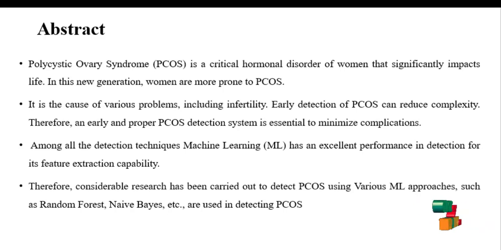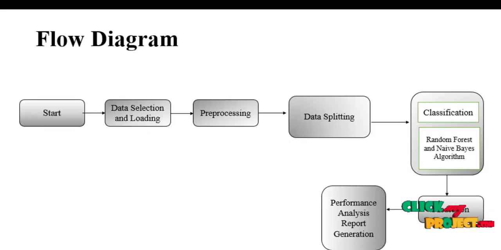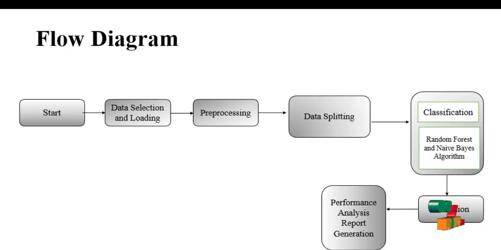In this project, we are going to detect PCOS using random forest. And now let's see the flow diagram of this project. Initially, in the start page, data selection will be done. The dataset will be selected using websites like Kaggle, UCI, and GitHub. The dataset here we are using is a PCOS dataset.